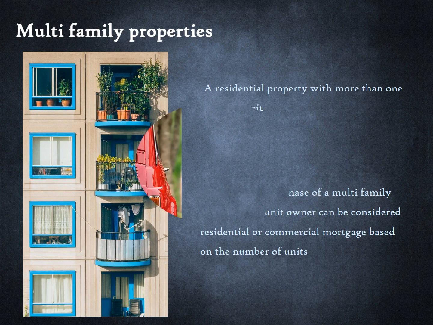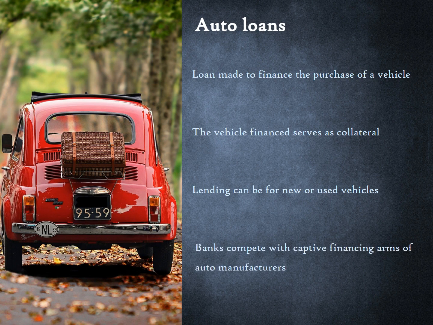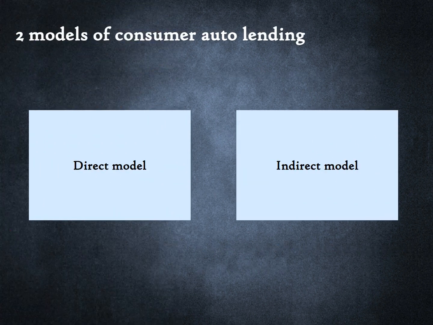An auto loan is a loan to finance the purchase of a vehicle. The vehicle being purchased forms the collateral. Lending can be for new vehicles or used vehicles. Banks compete with the captive financing arms of auto manufacturers. There are two models banks can follow in consumer auto lending: direct and indirect. Next, let us look at each one.